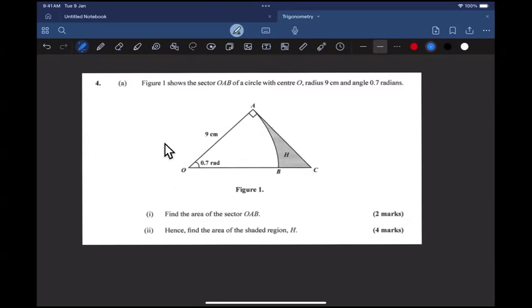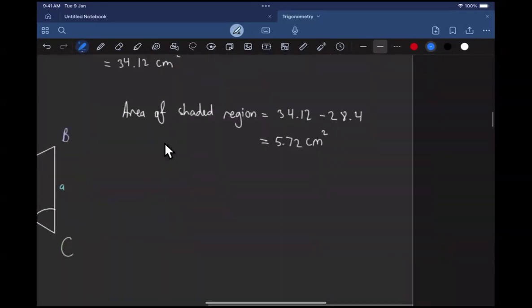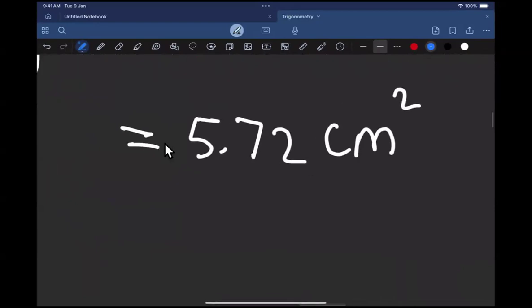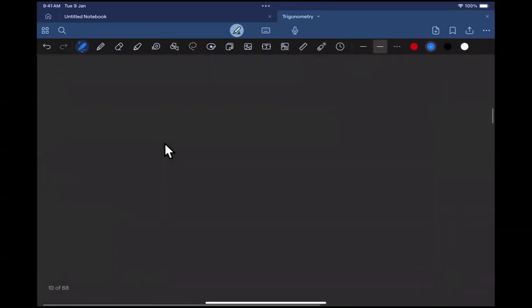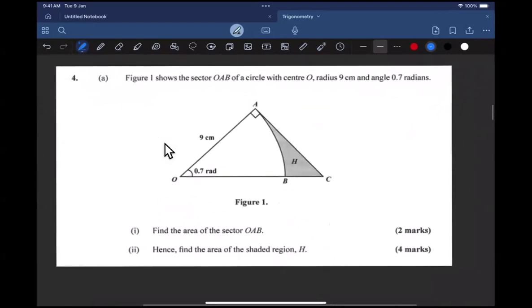My final answer for part 2 is 5.72 centimeters. All right. Let me just confirm that real quick. 5.72. Yeah, that's what we're talking about. See, Nicholas is in. This was easier than the other one. It was. The other one had different parts and you needed to pick a part. This one is simple.